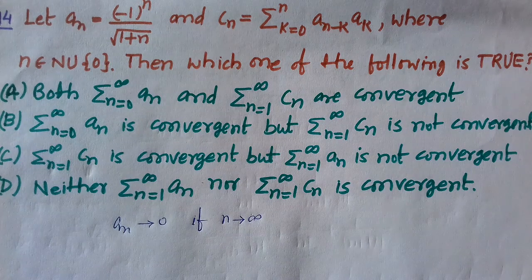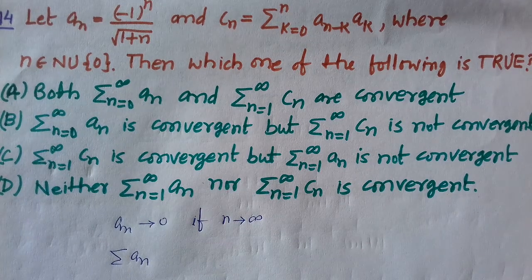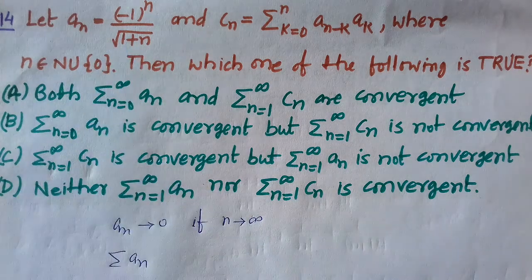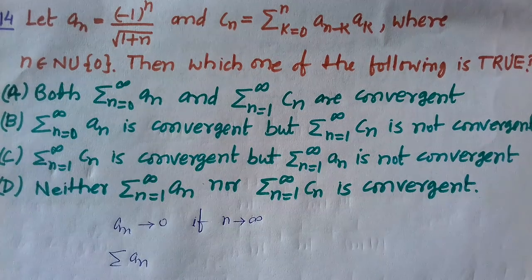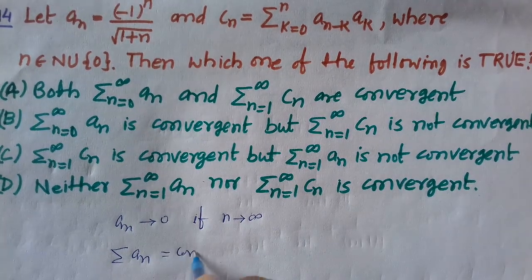This ensures that this is an alternating series. Alternating means one term is greater than 0 and the next term is less than 0, then greater than 0, then less than 0, and it goes on in this way. So this is an alternating series with terms having absolute value tending to 0. So this series is a convergent series.